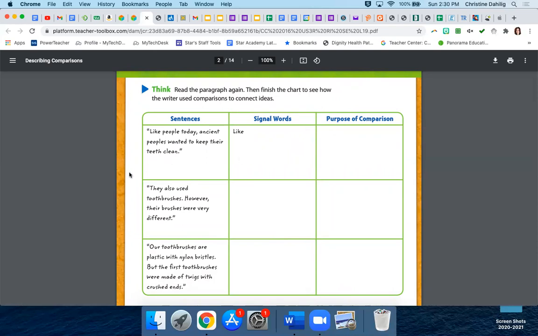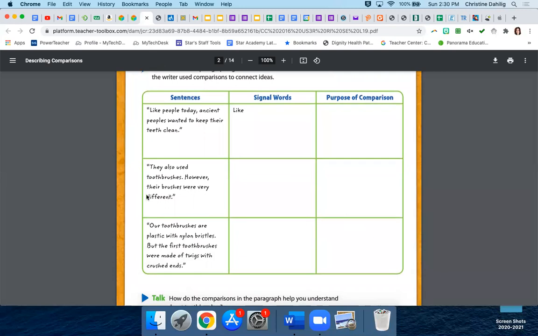The next sentence, they also used toothbrushes. However, their brushes were very different. So again, we're looking for that signal word, how they're the same and how they're different, and the purpose of offering that comparison. The last one reads, our toothbrushes are plastic with nylon bristles, but the first toothbrushes were made of twigs with crushed ends. So again, looking for that signal word indicating how the items are alike or different and the purpose of the comparison.